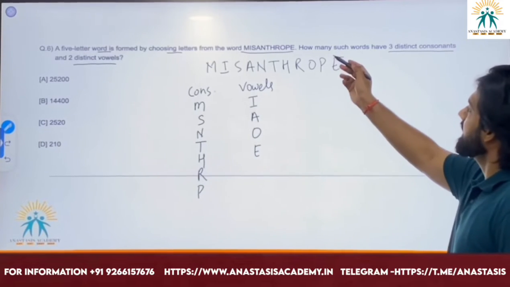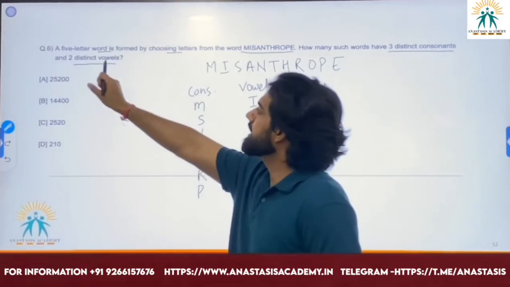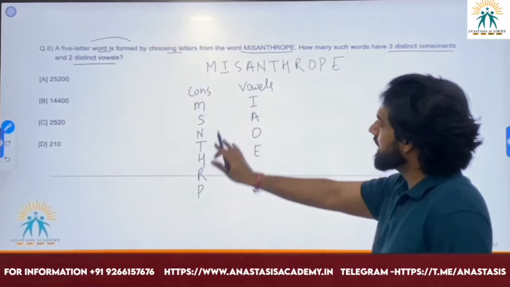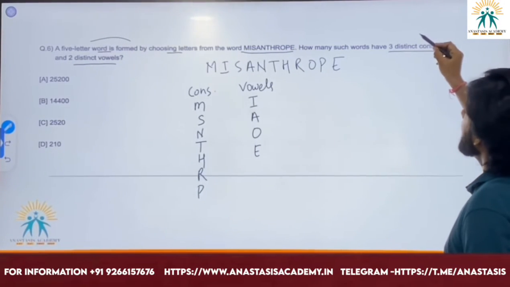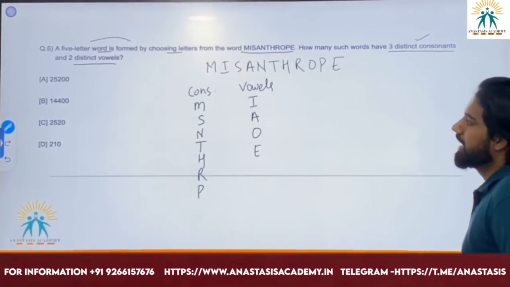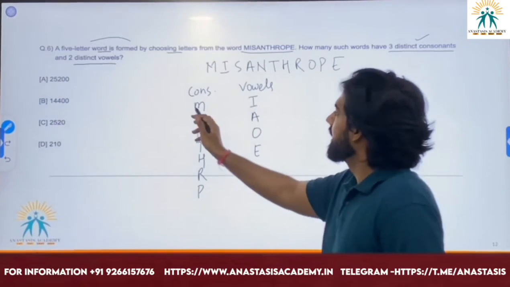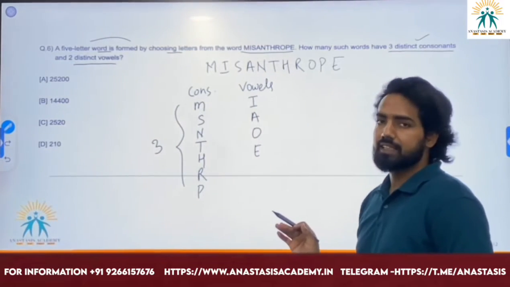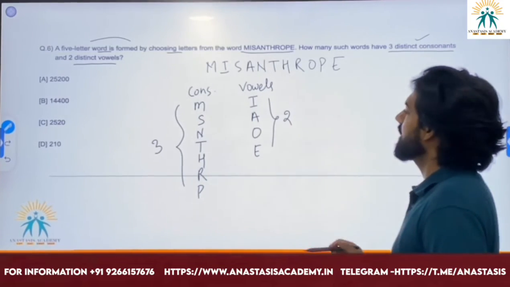Now it is asked how many such words have 3 distinct consonants and 2 distinct vowels. So a 5-letter word is to be formed by choosing the letters from this word such that it has 3 distinct consonants and 2 distinct vowels. So let's make a 5-letter word by choosing 3 consonants among these 7 consonants and by choosing 2 distinct vowels from these 4 vowels.